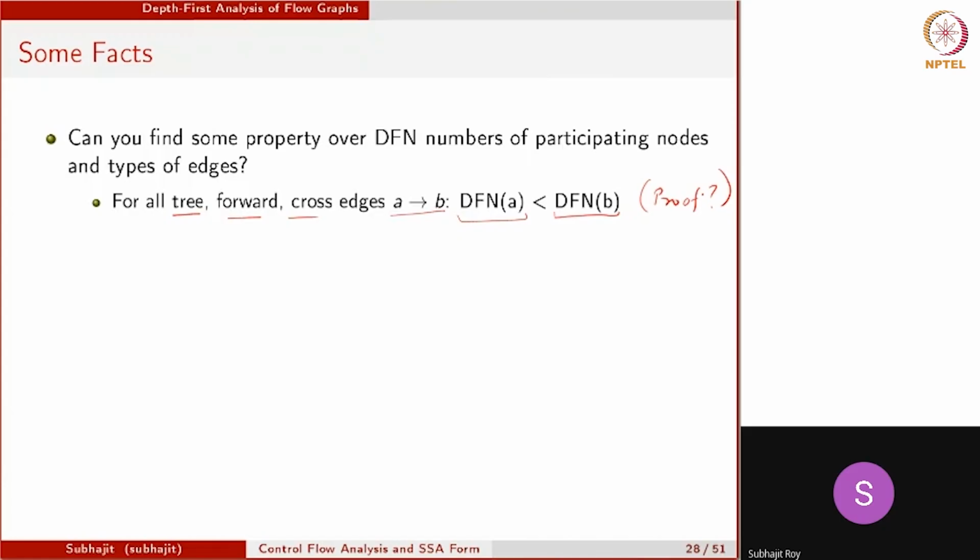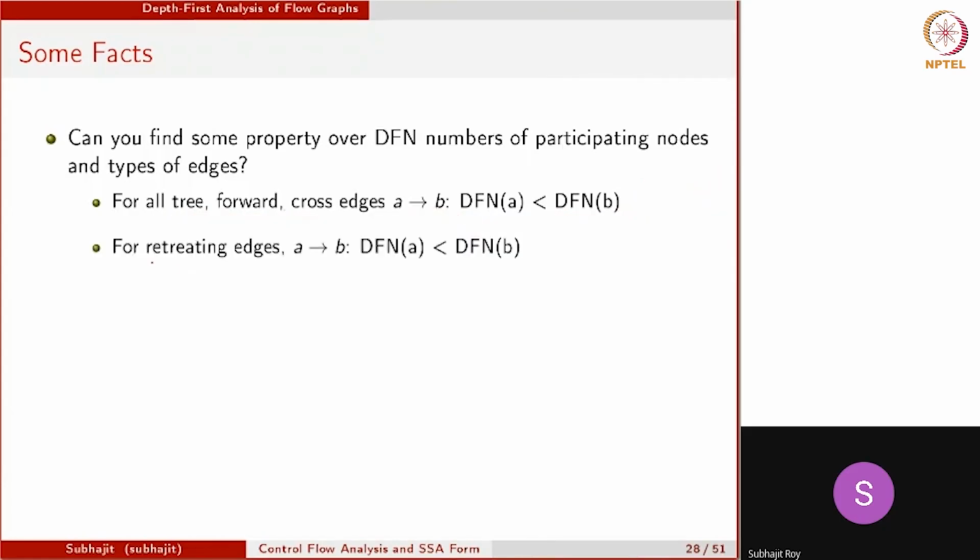Right? And if you have retreating edges, where you have an edge going from A to B, or A, I forgot. So this is the other direction. So if you have a retreating edge, then the depth first number of A is going to be bigger than the depth first number of B, right?